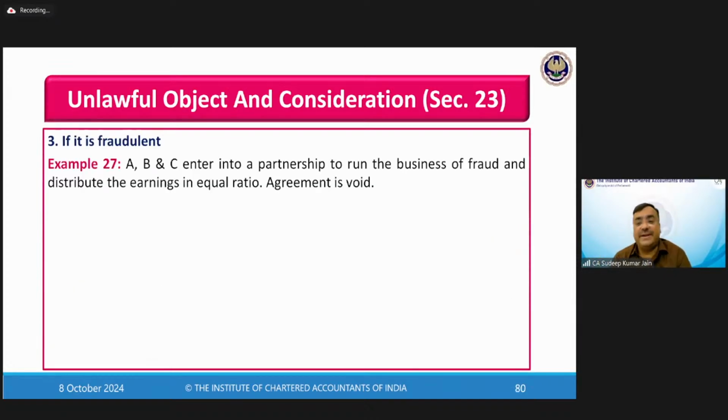If it is fraudulent, if any contract is done with the object to make fraud, it is always unlawful and void.